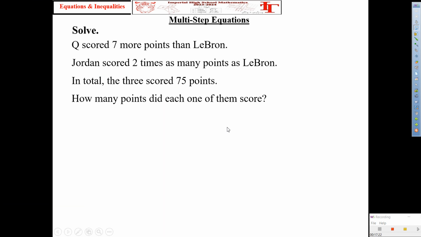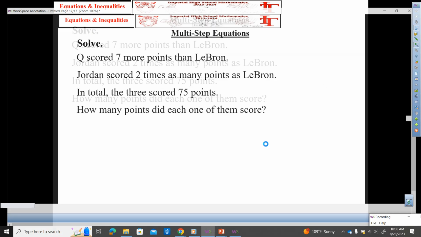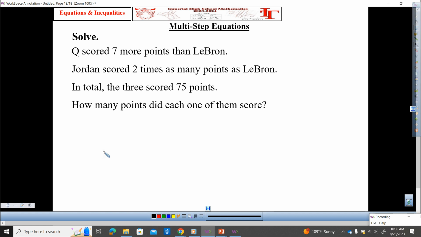Copy this one completely, please, and it reads, example 2Q. It says, solve. Q scored 7 more points than LeBron. Jordan scored 2 times as many points as LeBron. In total, the 3 scored 75 points. How many points did each of them score? Copy that, please. I'll give you some time. Hurry up. I'm going to pause the music.